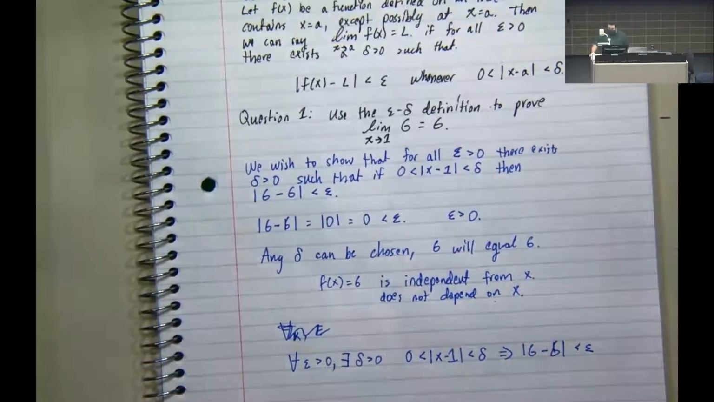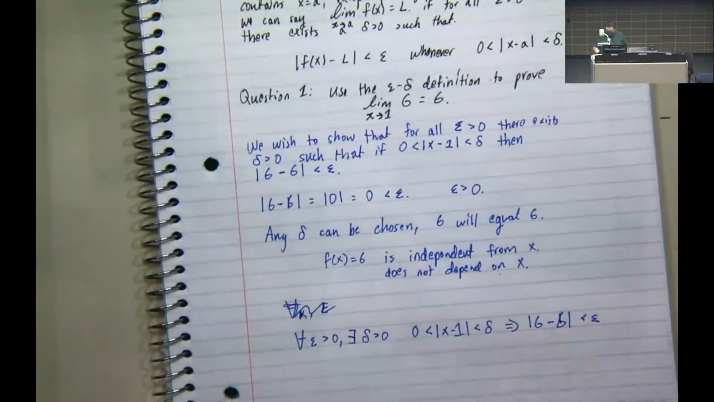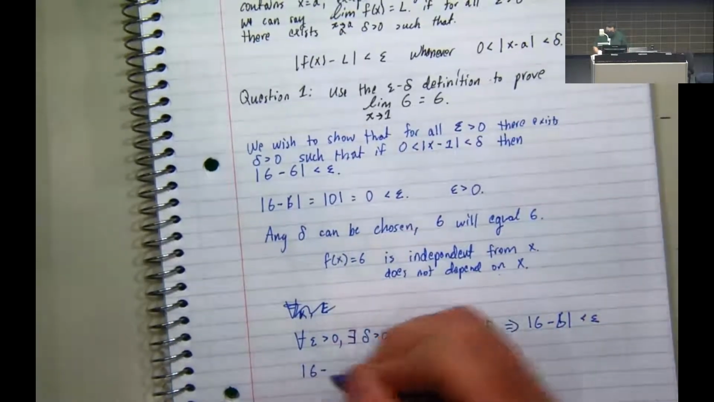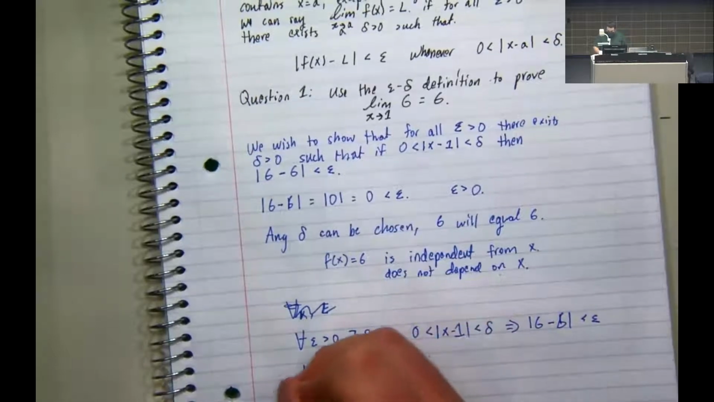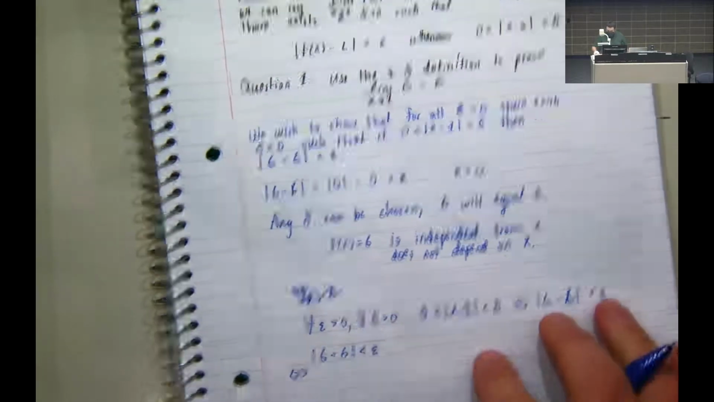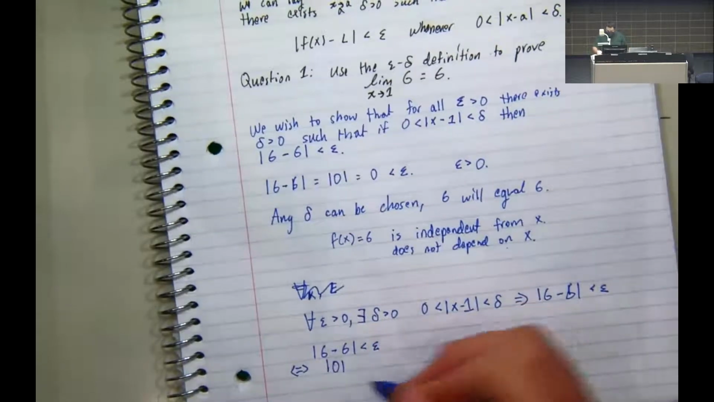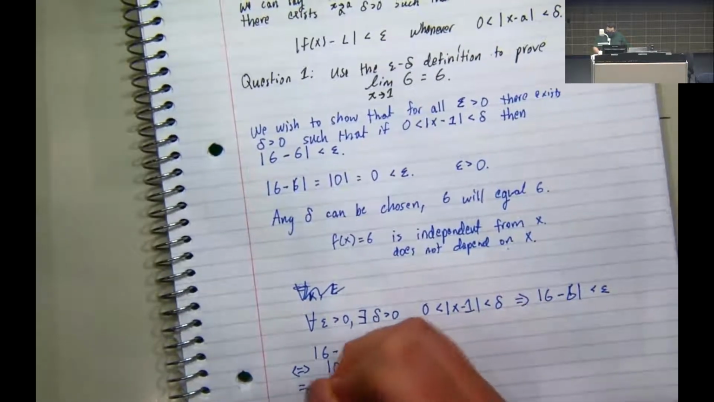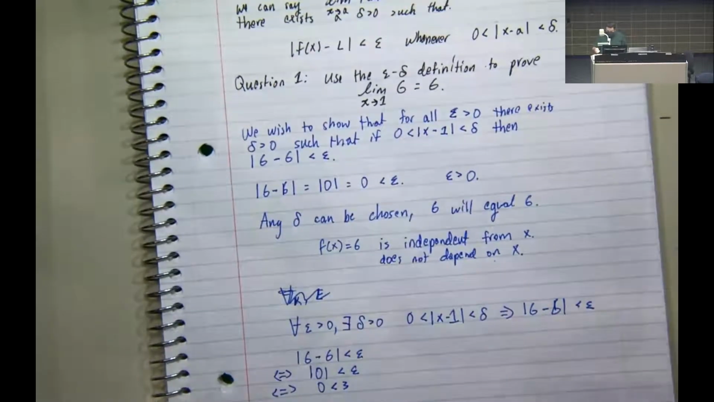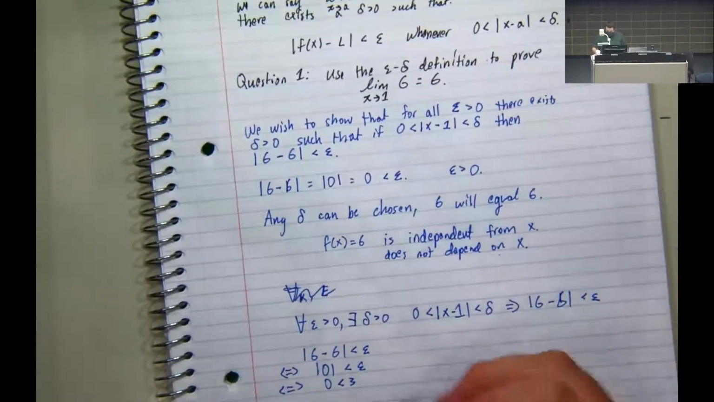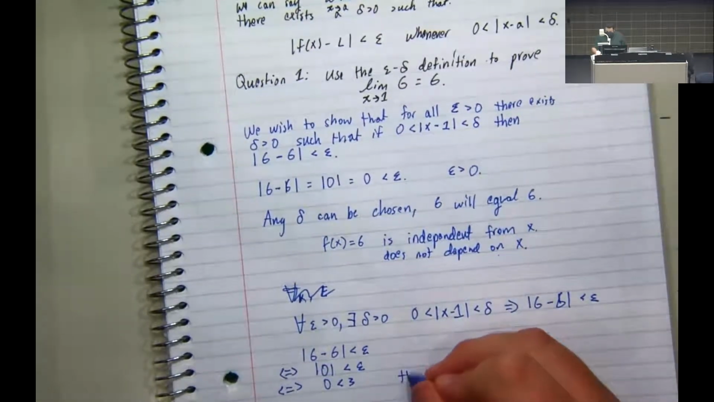And so how he did it is then he would go through this. So you have |6 minus 6| is less than epsilon, which is equivalent to, if and only if, 0 is less than epsilon. And so that's our restriction on epsilon. This will always be true.